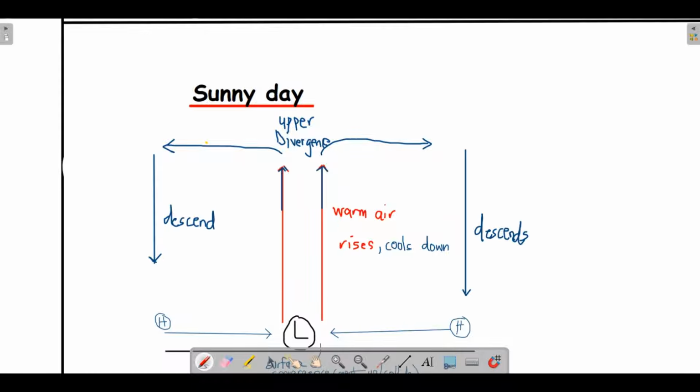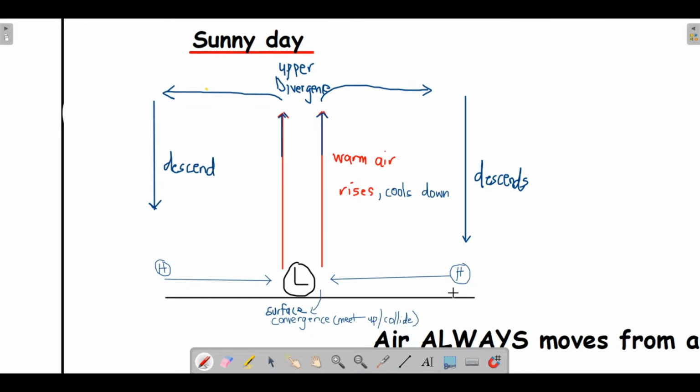It sinks down towards the surface and hence puts a lot of pressure on the ground because it is heavy. Remember, cold air is heavy. It is more dense. As it sinks down, the particles become closer and closer to each other, and they put a lot of pressure on the ground. So an area of high pressure is then formed.